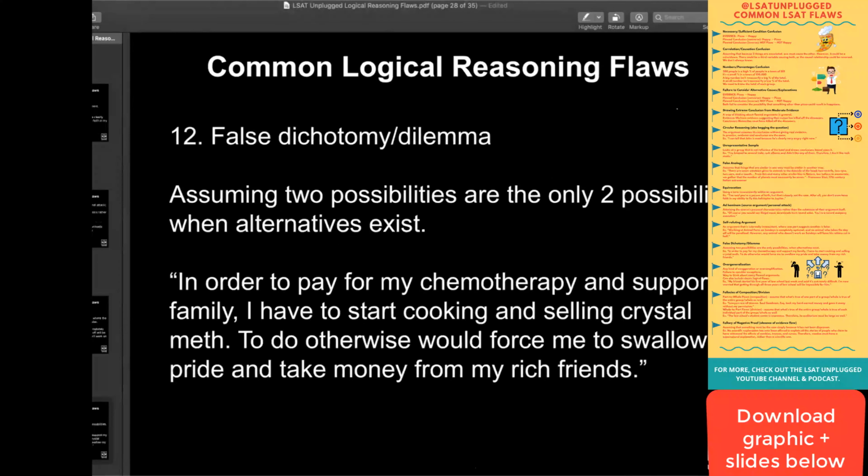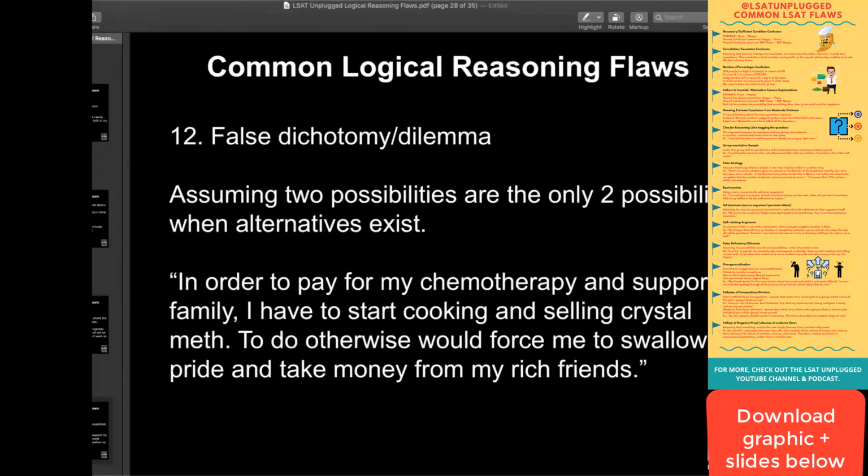The fans of Breaking Bad will know what I'm talking about with this example here. But anyway, the idea is that we have only two options. Either you take money from your rich friends or you start cooking and selling crystal meth. Those probably aren't the only two options you have, but Walter White, Breaking Bad, used that as a justification to go in one very questionable direction in Breaking Bad. So that's the idea, is that there could have been something else altogether.